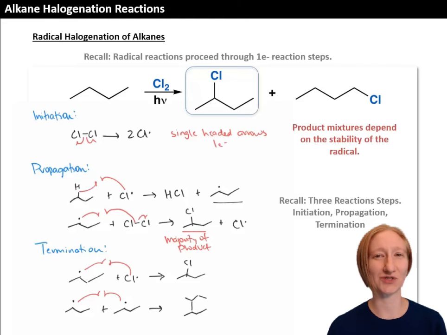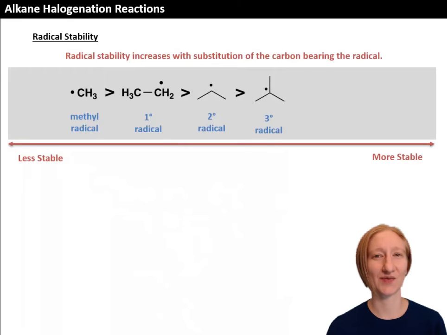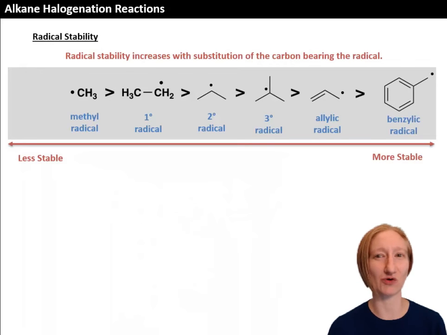So let's take a minute now to look at radical stabilities. The stability of a carbon radical increases with increased substitution on the carbon, meaning that a tertiary radical is more stable than a secondary radical, which is more stable than a primary radical. And beyond that, benzylic and allylic radicals are some of the most stable radicals because the radical is stabilized by resonance. While a vinylic radical, one that places the radical directly on a double bonded carbon, is one of the least stable radicals. And this is the same trend as we saw for carbocations.